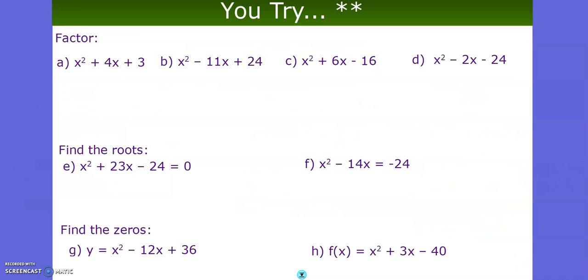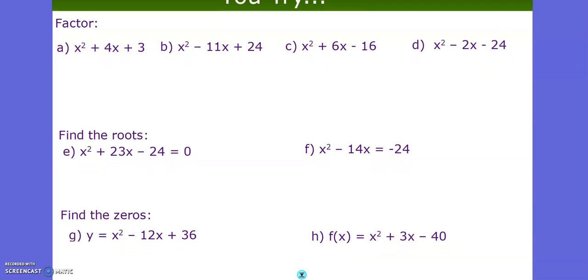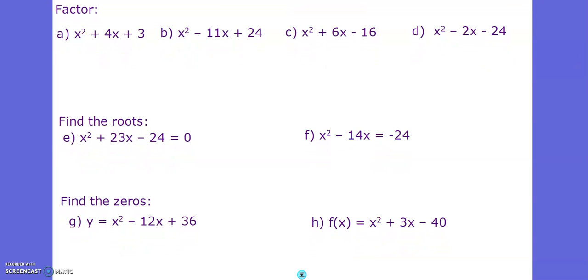All right, you go ahead and try these examples. Pause the video, work on your factoring of trinomials, work on your solving. Remember that finding the roots and finding the zeros is the same thing as solving. Set your equation equal to 0 and solve.